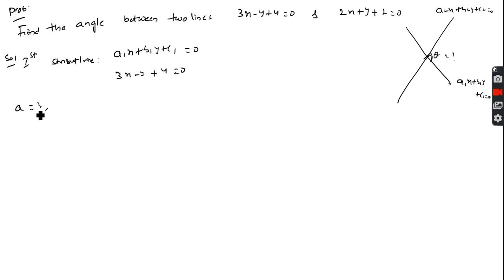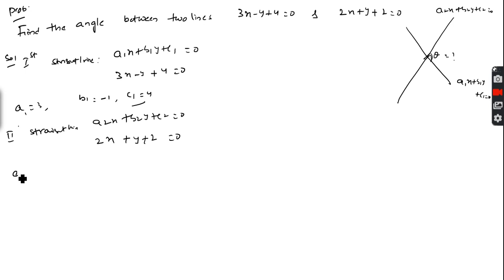From that, a1 equal to 3, b1 equal to minus 1, and c1 equal to 4. The second straight line is a2x plus b2y plus c2 equal to 0, which is 2x plus y plus 2 equal to 0. So therefore, a2 equal to 2, b2 equal to 1, and c2 equal to 2. Now, what is cos theta? The angle between two lines.